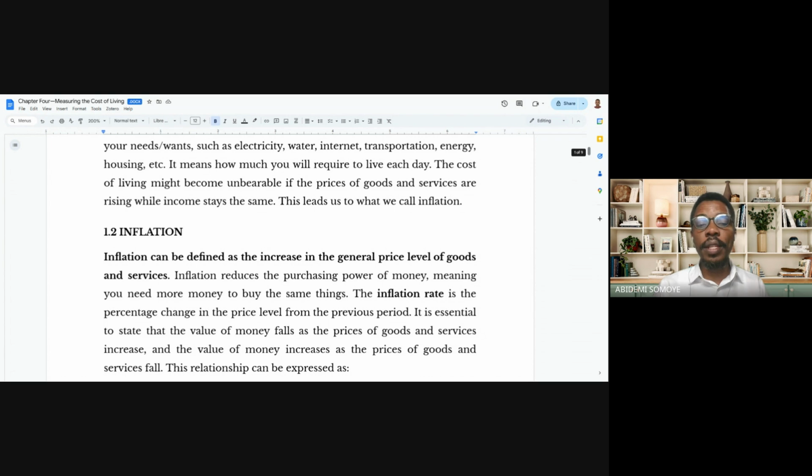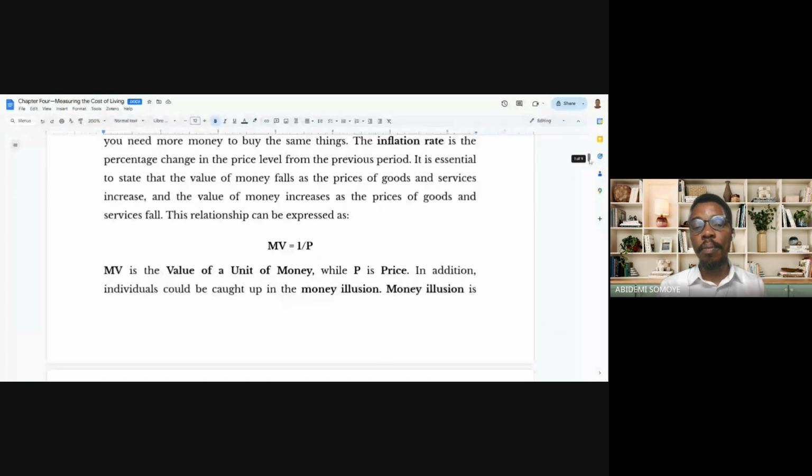The inflation rate is the percentage change in the price level from the previous period. It is essential to state that the value of money falls as the prices of goods and services increase, and the value of money increases as the prices of goods and services fall. This relationship can be expressed as: value of a unit of money equals 1 over price.